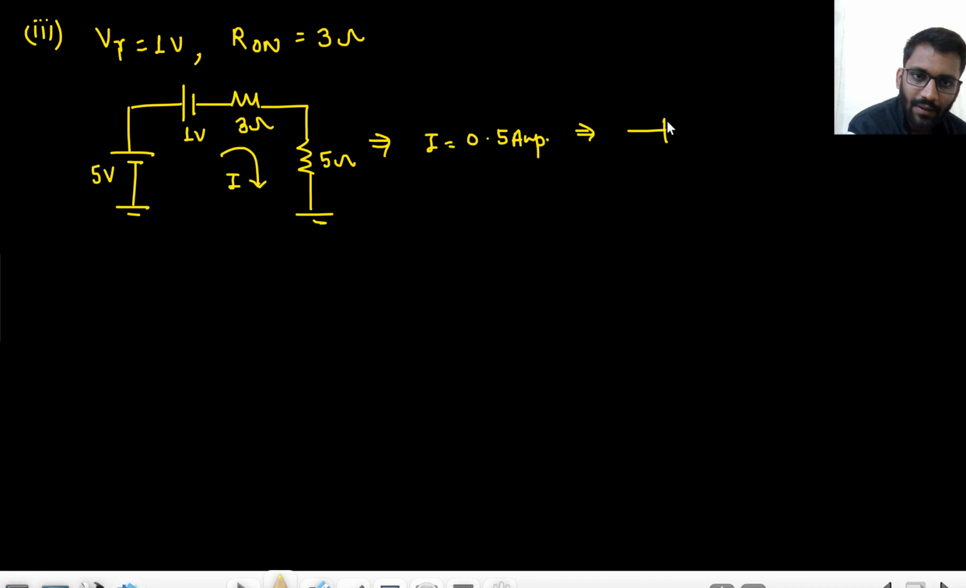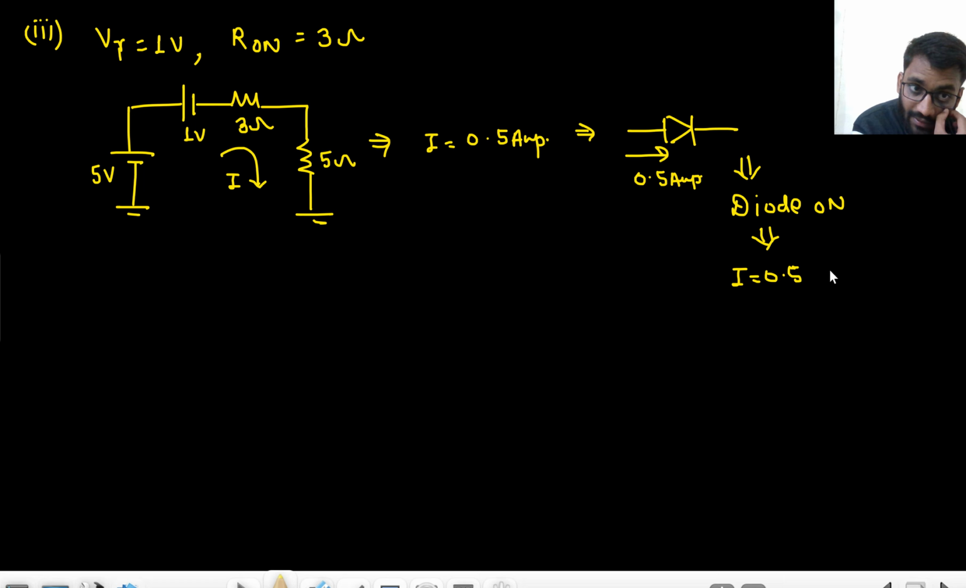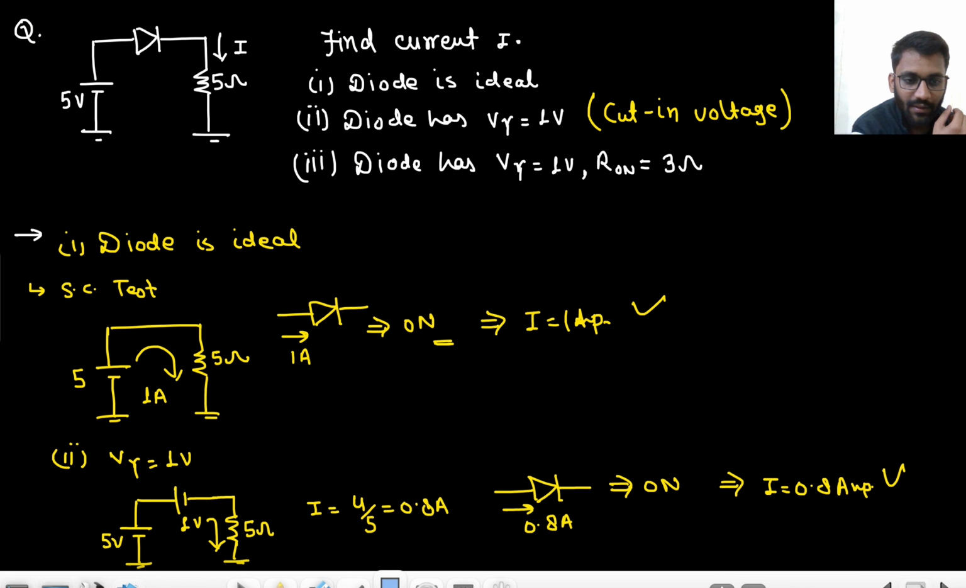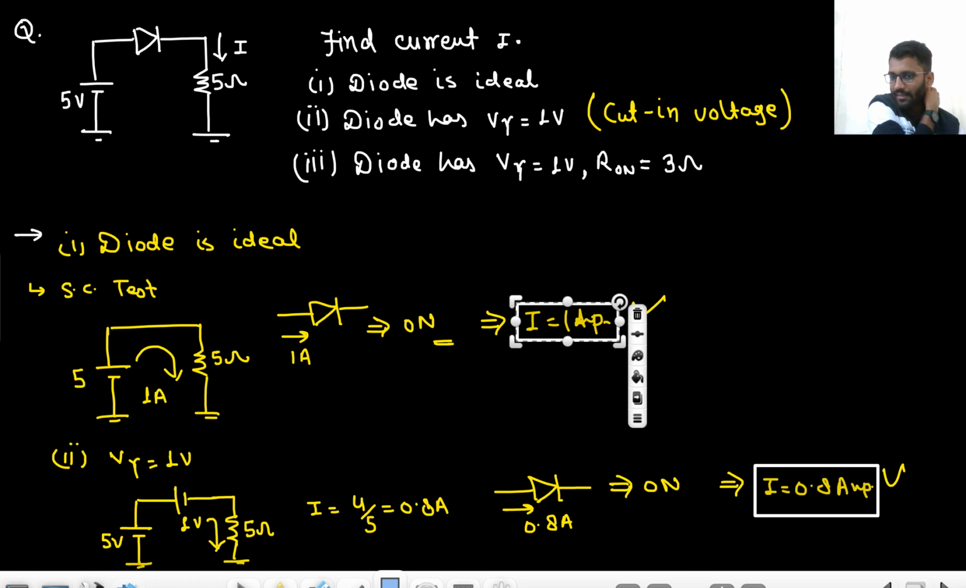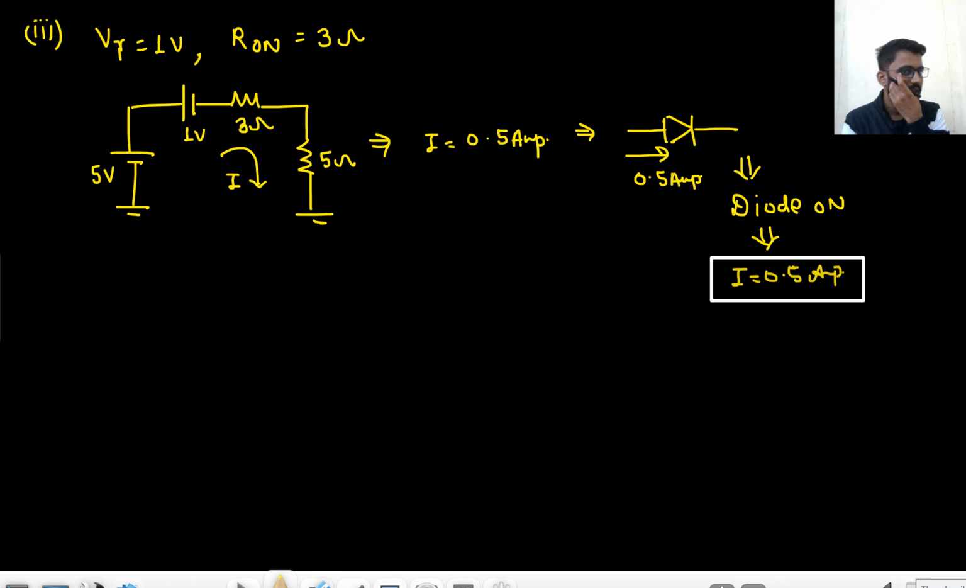So in the diode, what is the condition? I am having 0.5 ampere current in this direction. That means your diode is on. That means your I value is 0.5 ampere. So these three are the answers: 0.5 ampere, 0.8 ampere, and 1 ampere. What did I do? I simply considered the diode to be on, and replaced it with its equivalent model. Then I got to know that current is flowing from P to N. That means the diode is on. That's it. This is the only thing we have to remember in diode circuits.